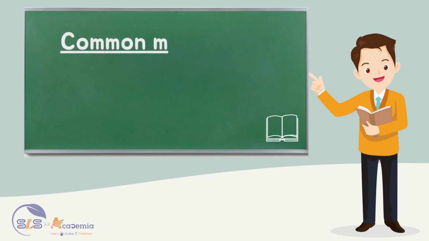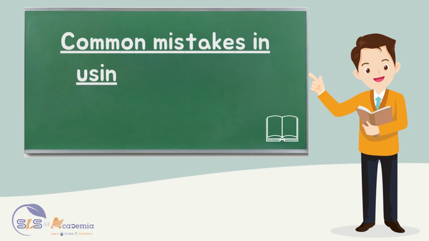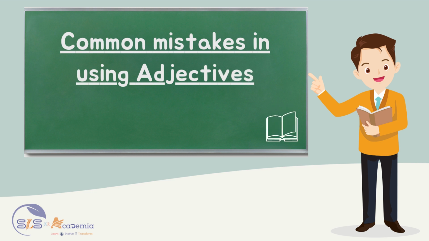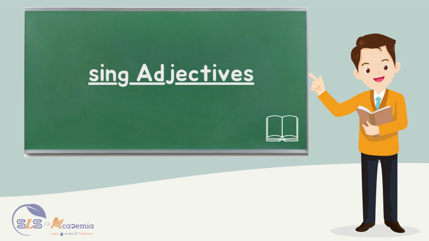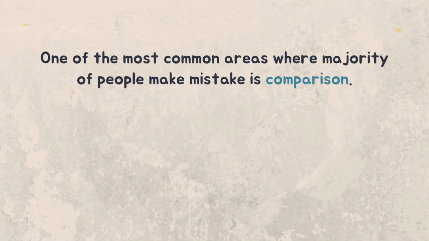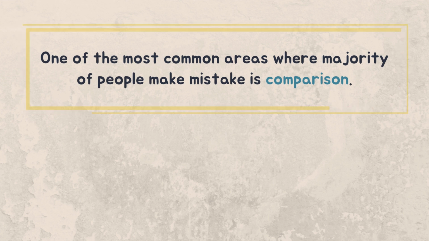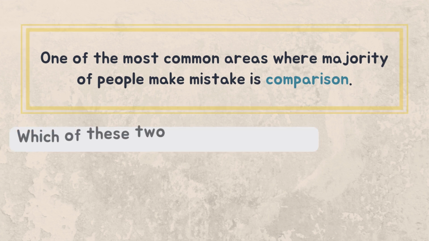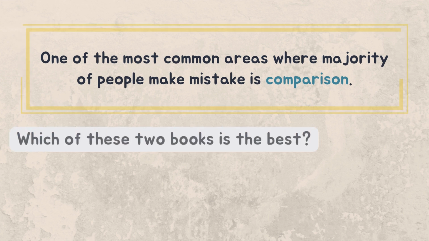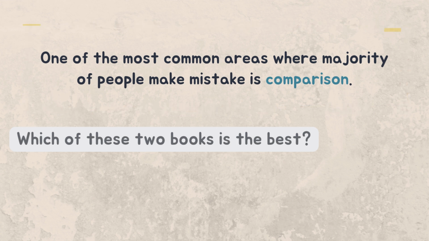Okay, now that we have learned about the different types of adjectives, let us see some areas where people usually make mistakes. One of the most common areas where majority of people make mistake is comparison. Take a look at this sentence. Which of these two books is the best? Does it sound grammatically correct?